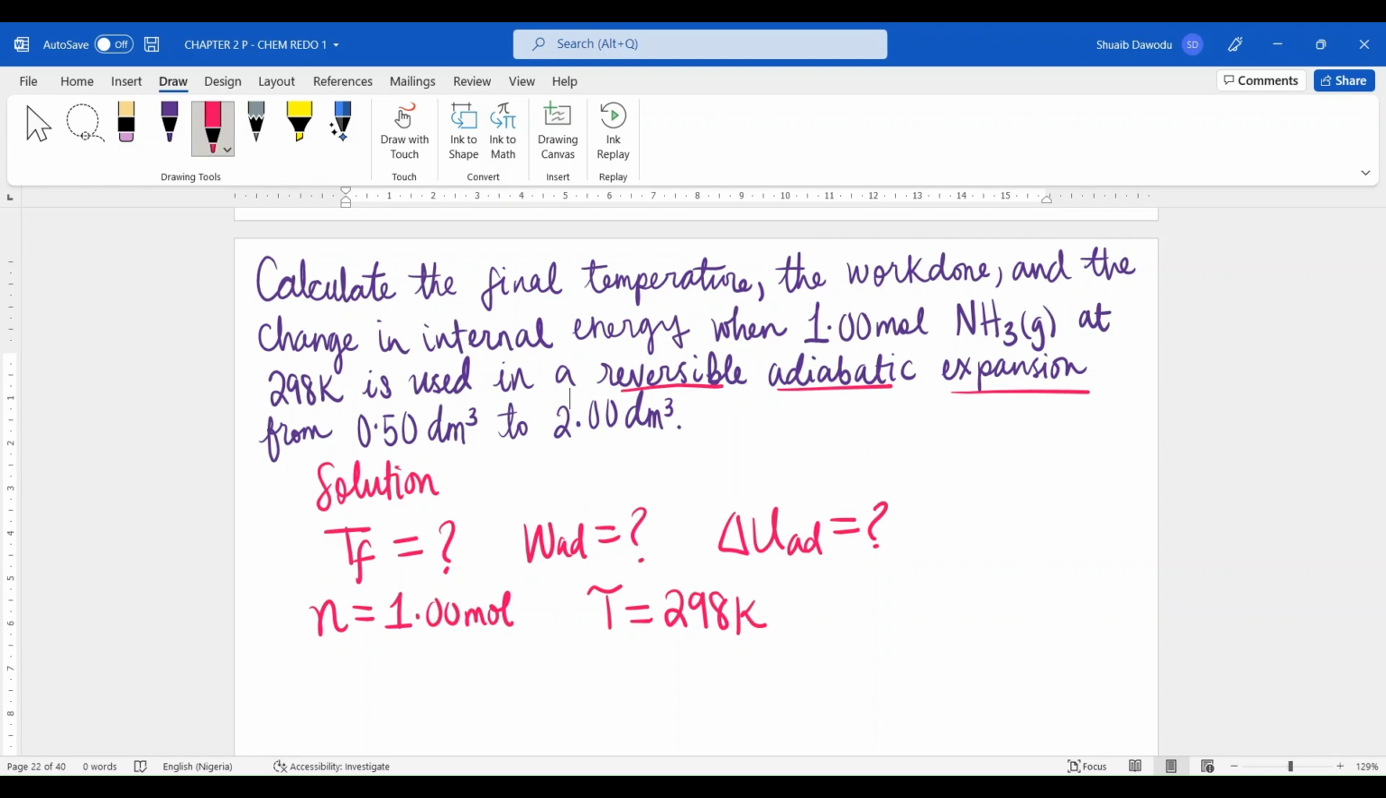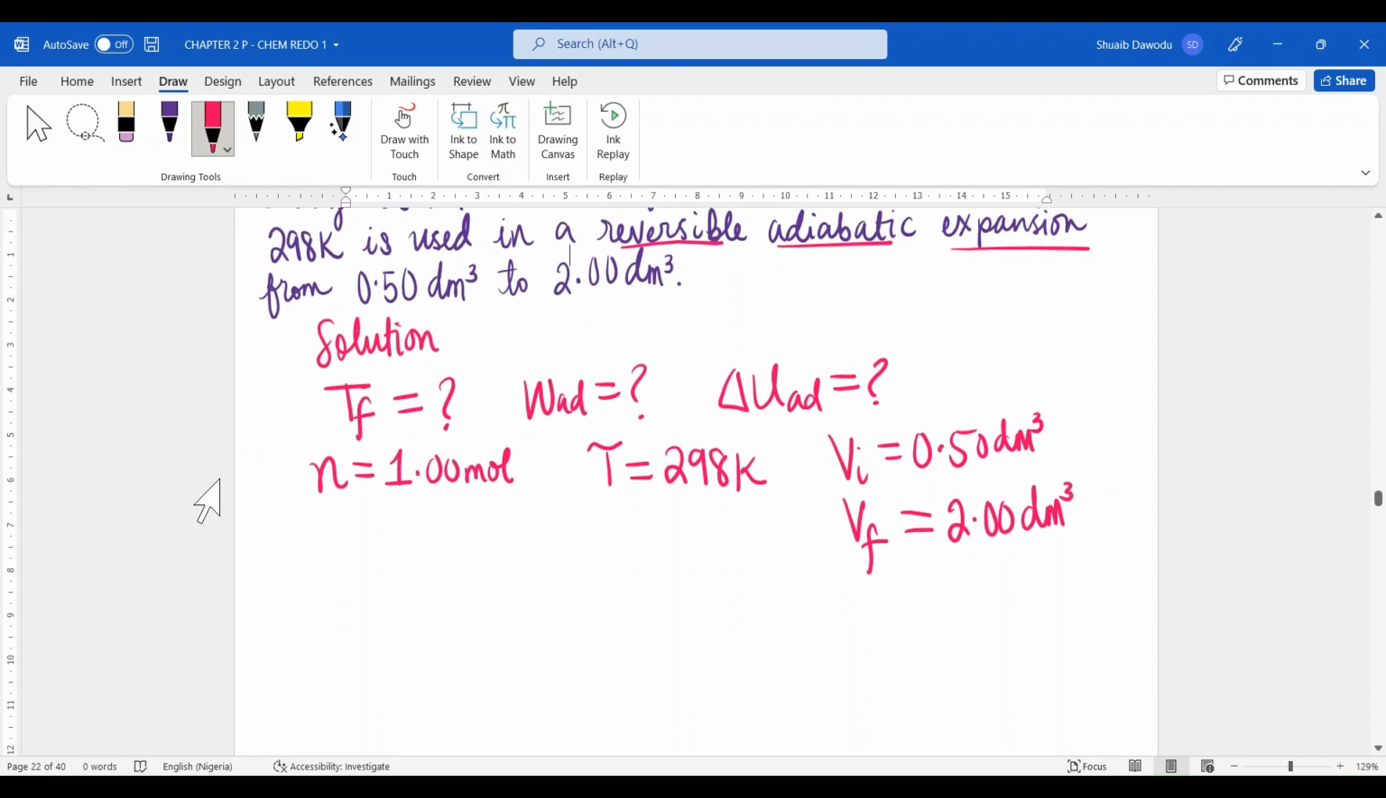Then we're told that we have an initial volume of 0.50 dm³. Because it's an expansion, there's an increase in volume, so our final volume, according to the question, is 2.00 dm³. What we're supposed to find is the final temperature, the work done in the adiabatic process, as well as the change in internal energy. So the first thing you have to do is write the formula for determining the final temperature of an adiabatic process.